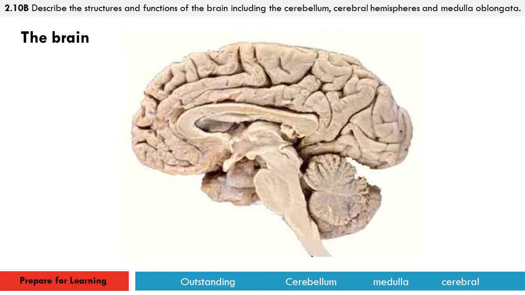This lesson focuses on the brain. What you need to take away from this is an overview of the structures and function of the brain, including the cerebellum, which is this area at the back here, the cerebral hemispheres, and there's two of these running next to each other over the top of the brain, and finally the medulla oblongata, which is the brain stem connecting the brain to the rest of the body.